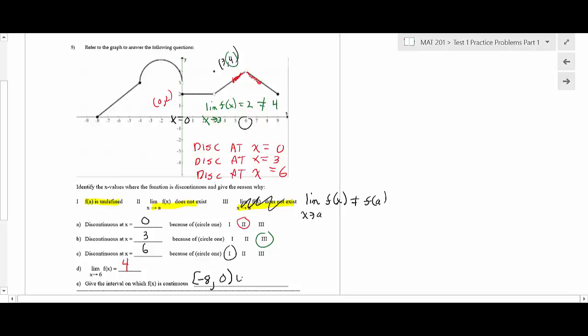Then we pick up from 0, again excluding 0 because it's discontinuous there. Then at 3 it's discontinuous, so we got to use a parenthesis there. Then we're going to go from 3 to 6, again using parentheses. And then finally we're going to go from 6 to 9, again using parentheses. However, at 9, that's an included point, so we would be continuous there also.